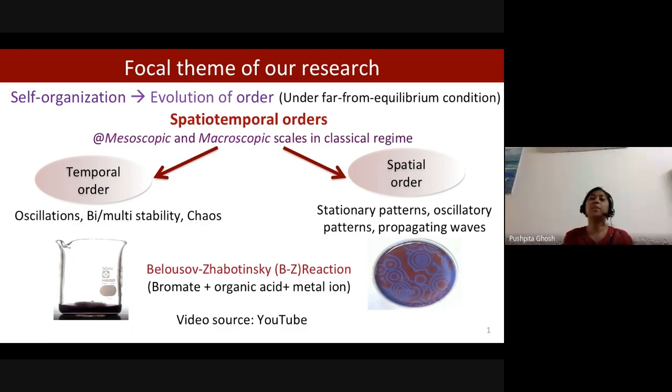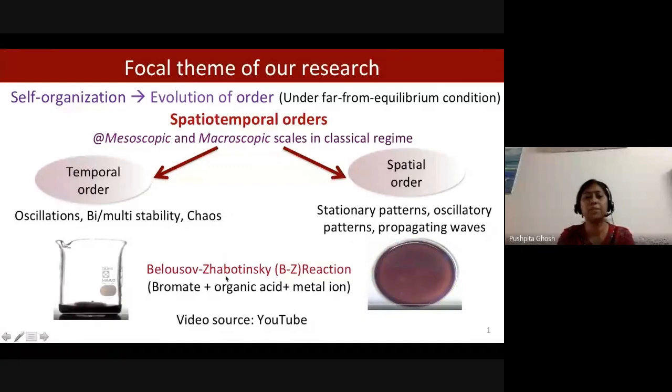Now things become more and more rich and exotic when this temporal kinetics, where the species concentrations change with time, is also diffusive in nature, and this kinetics couples to diffusion in space. That can lead to various spatial orders in the form of stationary patterns, oscillatory patterns, propagating waves, spirals, targets, etc.